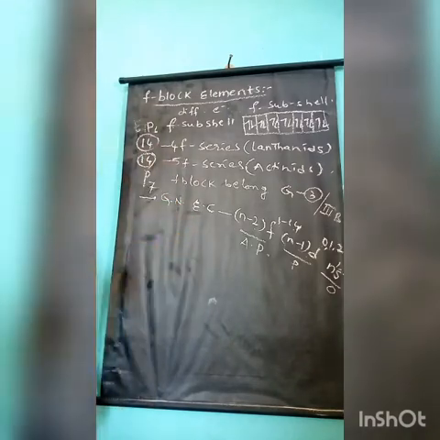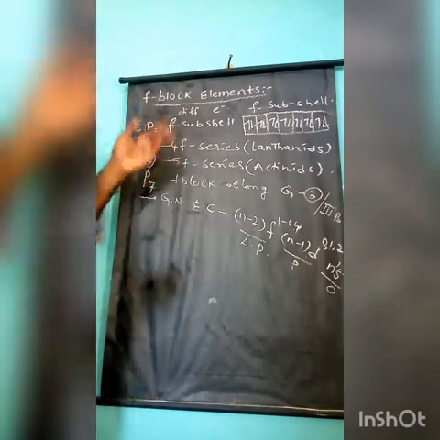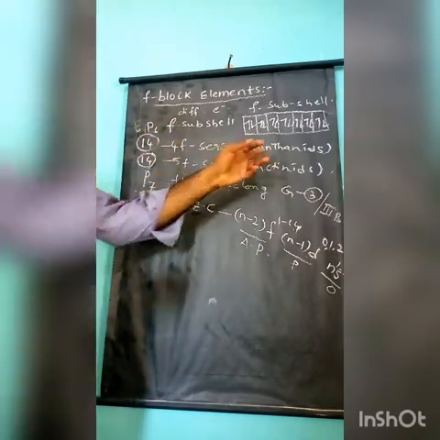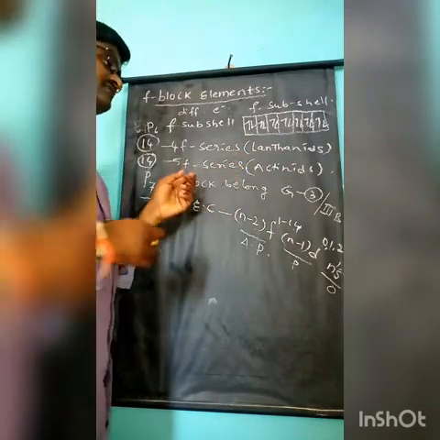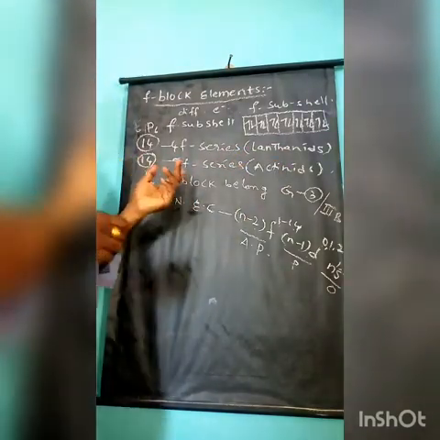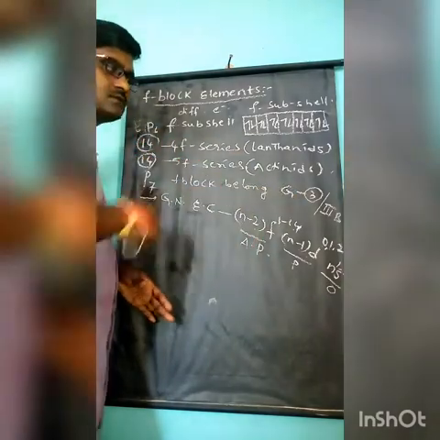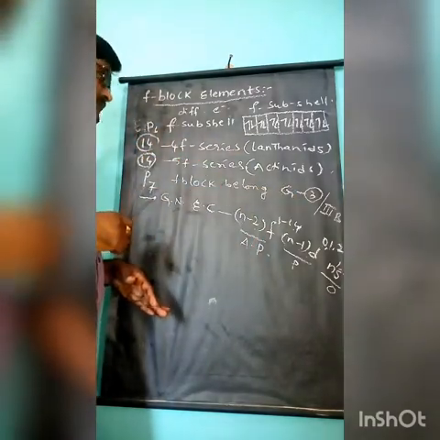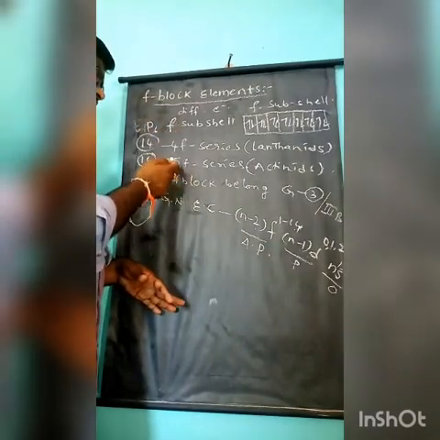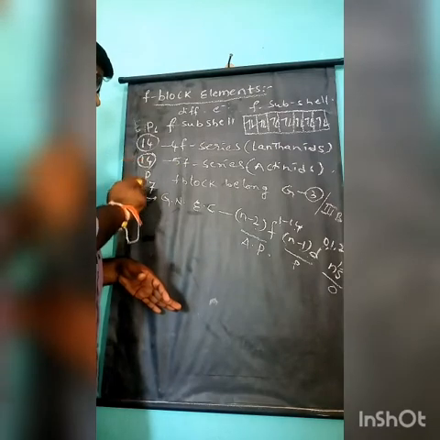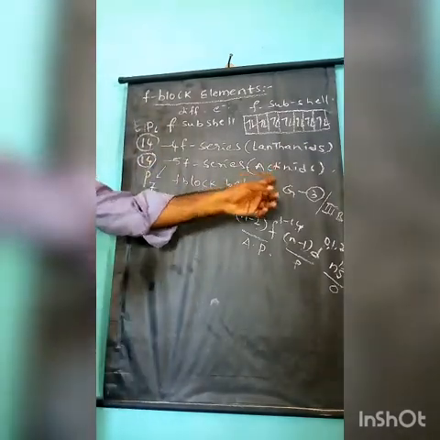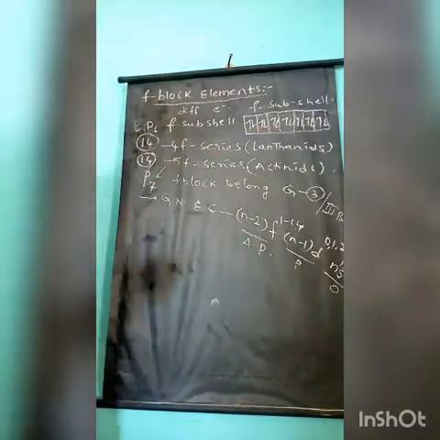They are placed at the bottom of the periodic table. The F block contains 2 series of elements: the 4F series, called lanthanides, and the 5F series, called actinides. The F block belongs to group number 3, the third B group. The 4F series belongs to period 6 and the 5F series belongs to period 7.